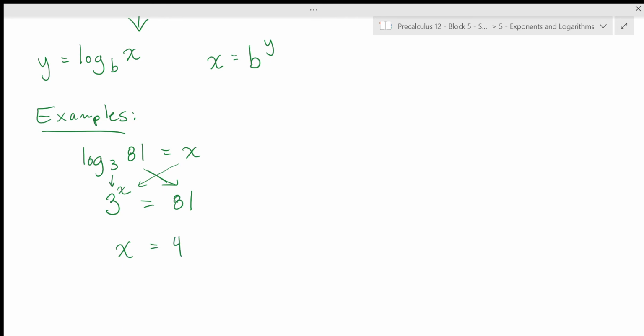Okay, so let's take a look at log base 5 of x equals 4. What is this question really asking me? There's some number that when I take the log base 5 of it, I get 4, which means that 5 to the power of 4 is going to give me my x. So all I have to do is raise 5 to the power of 4, and I get 625.